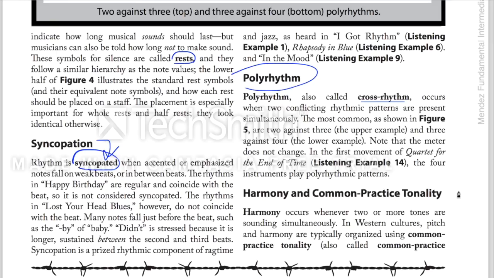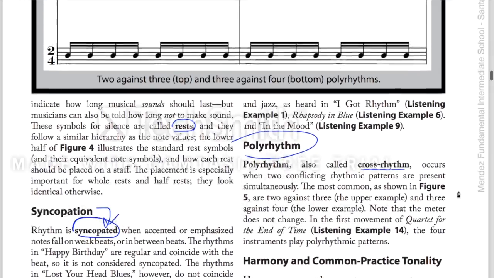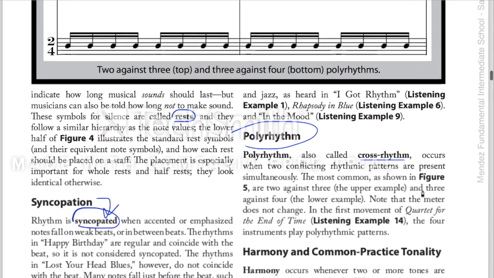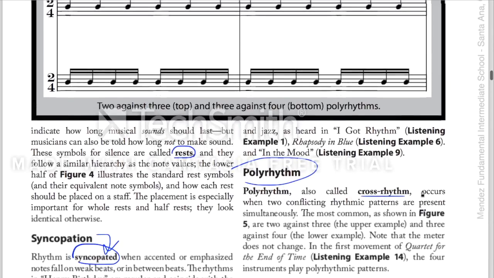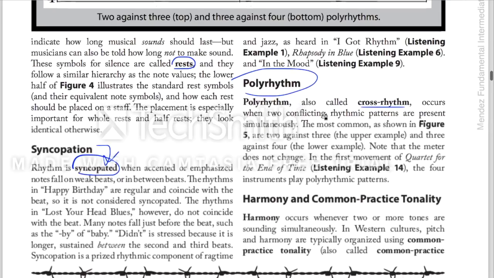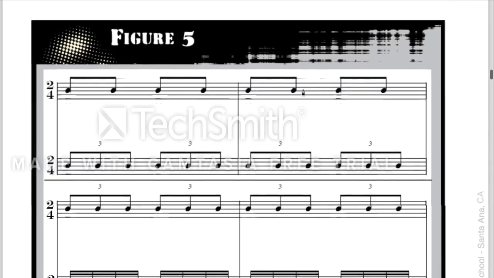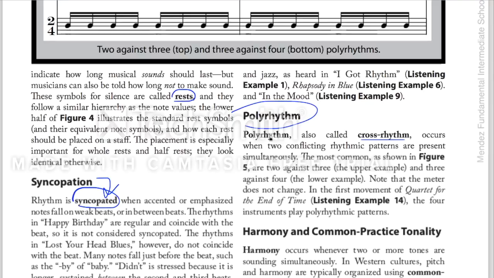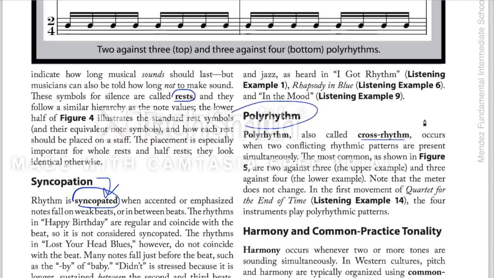So once again, it happens when 2 conflicting rhythmic patterns are present simultaneously. Okay, so if you look at the example in figure 5, it says that the upper example and the lower example, right there, we have 2 and we have 3, right? So while these 2 are playing, these 3 are playing. So when you have those cross rhythms, because obviously this is at a different rhythm than this is, right? But you will have these 2 things being played at the same time. So when you have 2 different rhythms being played at the same time, it's called polyrhythm, poly actually means many, or cross rhythm, because you're crisscrossing 2 different rhythms.